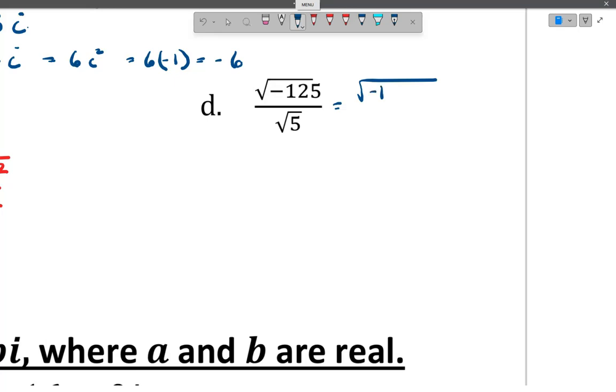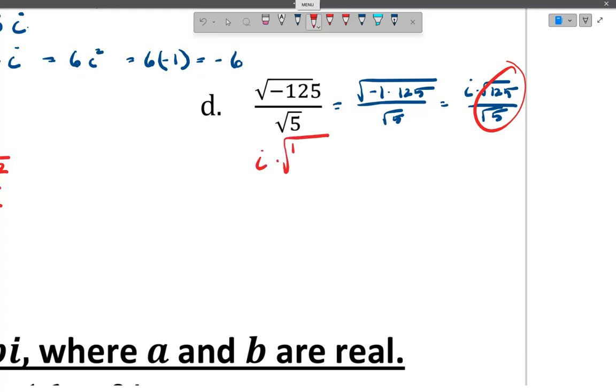Okay, so I've got -1 and 125 over root 5. If I pull out the -1 and I take the square root, I have i times the square root of 125 over root 5. What can I do with these radicals now? I can divide them. I can put them under the same radical. I have i times the square root of 125 over 5.